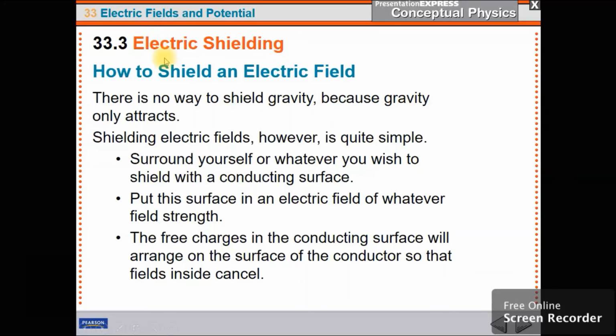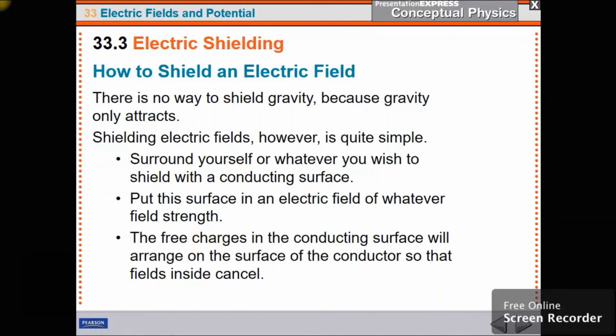So that means you can shield against electricity. But you can't shield against gravity because gravity only attracts. Shielding only works when there's a positive and a negative. And it's pretty easy. Shielding electric fields is quite simple. Step one, surround yourself, or whatever you want to be shielded, with a conducting surface. So you can wrap yourself in aluminum foil. And then put that surface, the metal foil, in an electric field of whatever field strength, 10 volts, 100 volts, whatever. The free charges in the surface will arrange themselves so that the field inside the conductor is zero.